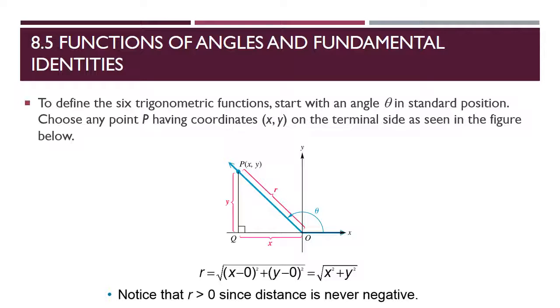The distance from the origin to the point is the radius of our circle, but it's also the hypotenuse of that triangle. So using the Pythagorean theorem, we have that x squared plus y squared equals r squared, or you can use the distance formula, which is based on the Pythagorean theorem. Either way, we end up with the distance r being the square root of x squared plus y squared. Also notice that r is greater than 0 because distances are never negative. Now x could be negative and y could be negative, but when we square them, that will become positive.